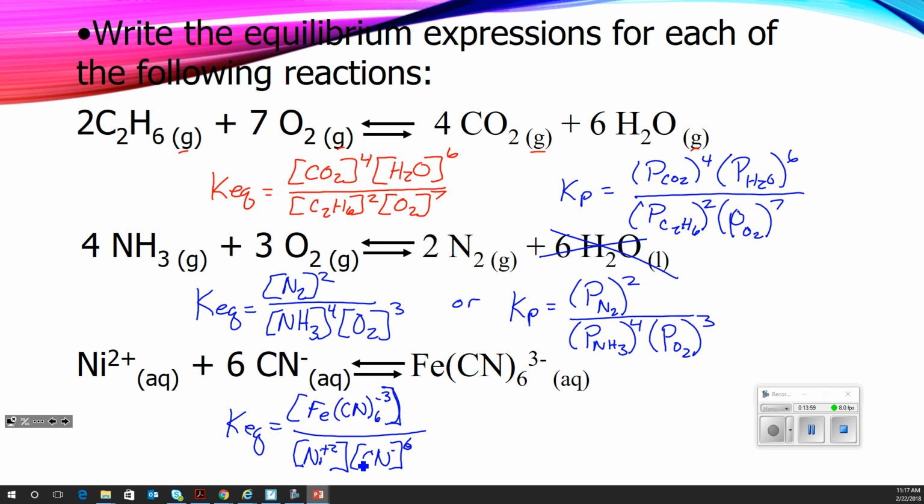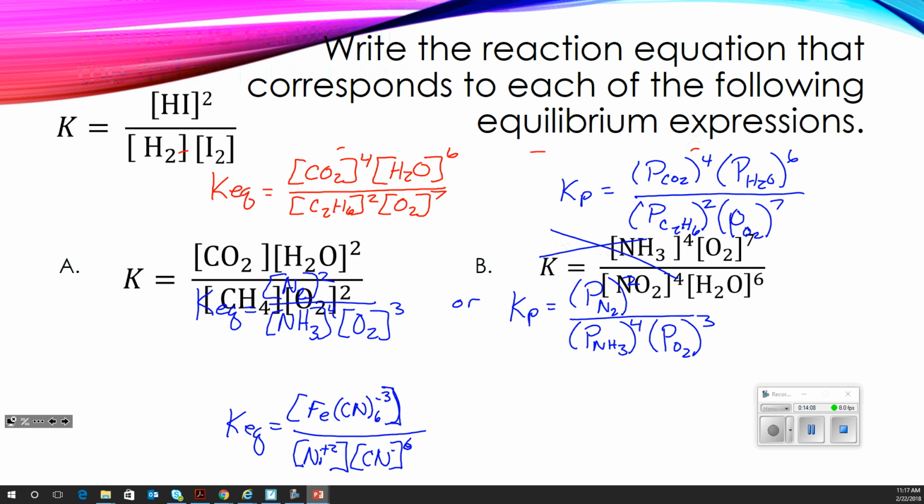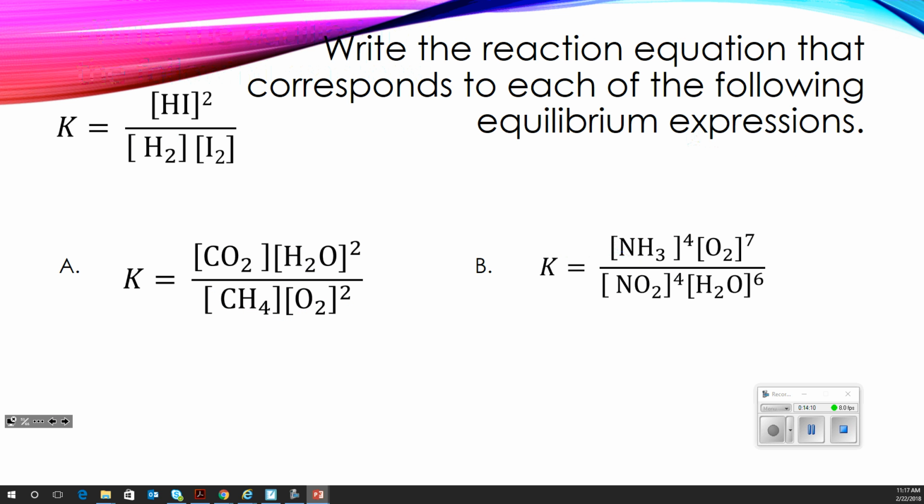Okay, yeah, you keep the charges with them. This bottom one had the charges, so you still put the charges within the brackets. Brackets just mean concentration. All right, so let's go ahead and go on to the next page. I've added another one here just as an example, so you can put it at the very top of the page if you'd like to. We should be able to look at a KEQ and write a balanced equation very quickly.